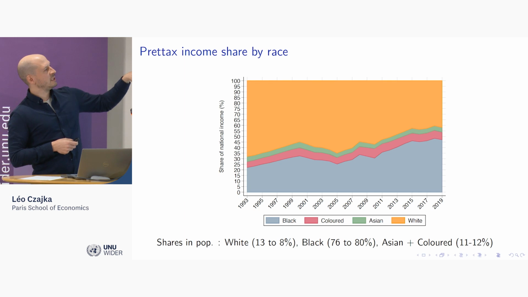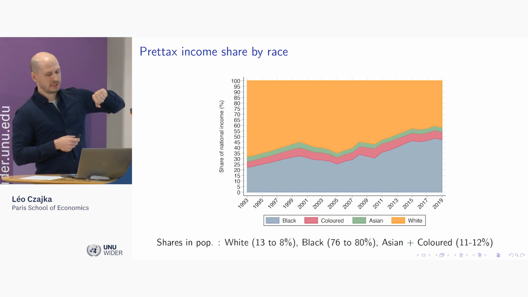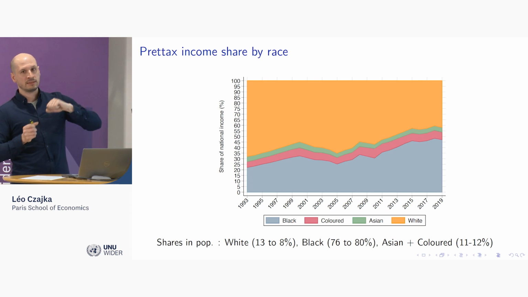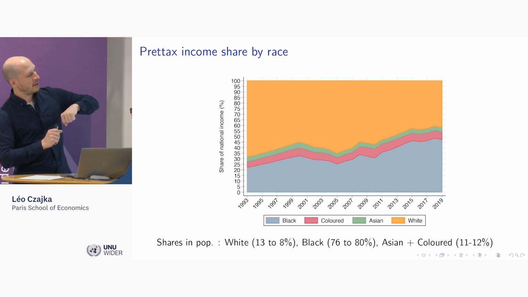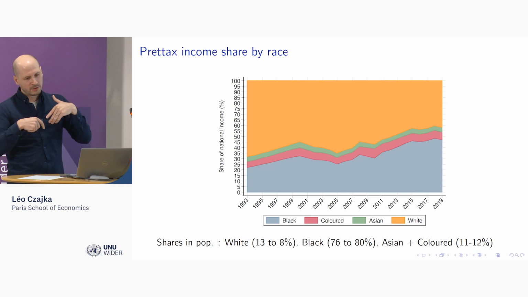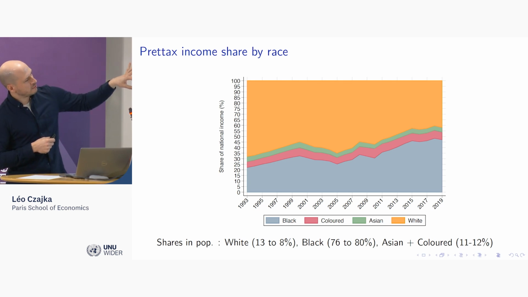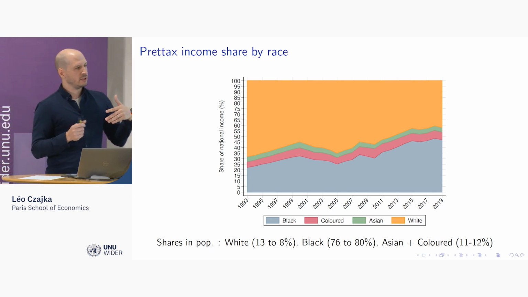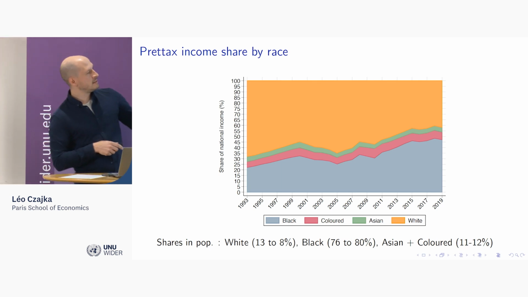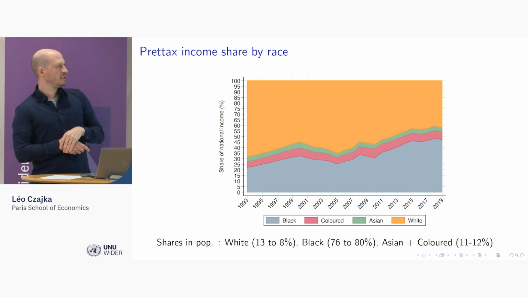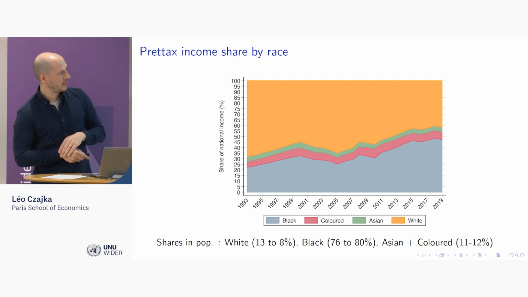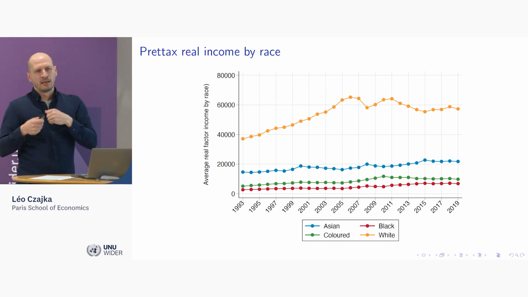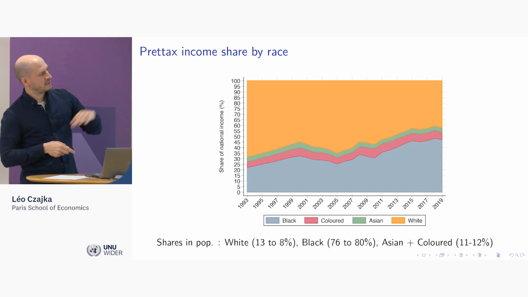Racial inequality has decreased. Here you see the market income share, before redistribution, by racial group. To read this graph, it's important to keep in mind, if you don't know the context, that the share of the white population has decreased from 13% to 8%. Still, in 2019, they received 55% of total factor income. And the question is, what are the driving forces of this evolution?